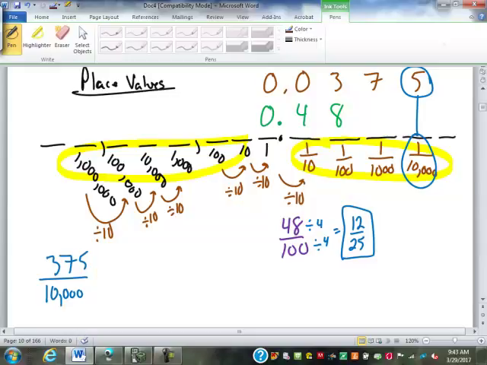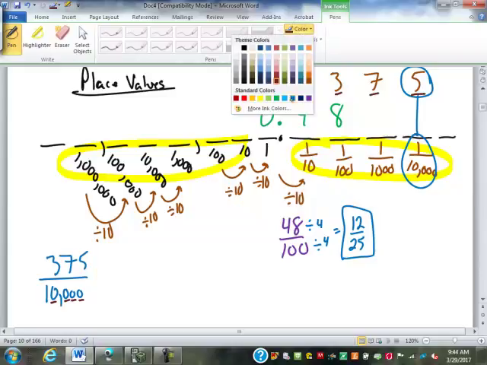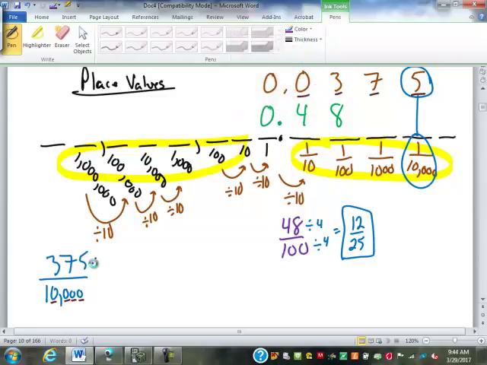Another shortcut, by the way, to double check yourself. There's 1, 2, 3, 4 decimal places in my decimal. There better be 1, 2, 3, 4 zeros in the denominator of that fraction. Now, of course, I can reduce this. What can both 375 and 10,000 be divided by?